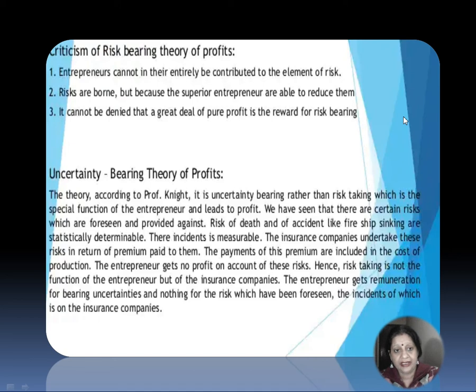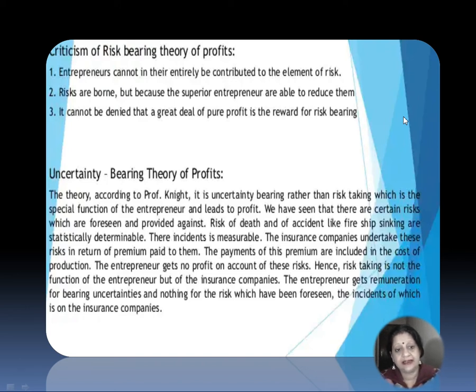Uncertainty bearing theory of profit. The theory according to Professor Knight is that it is uncertainty bearing rather than risk taking, which is the special function of the entrepreneur and leads to profit. So what is the difference between uncertainty and risk bearing? Risk bearing means you have mentally prepared yourself that you are going to perform this thing in your business, and uncertainty means that you are not aware what kind of uncertainty takes place in your business, but somewhere or the other you have prepared yourself mentally that you are ready for the uncertainty if it takes place in your future course of action.